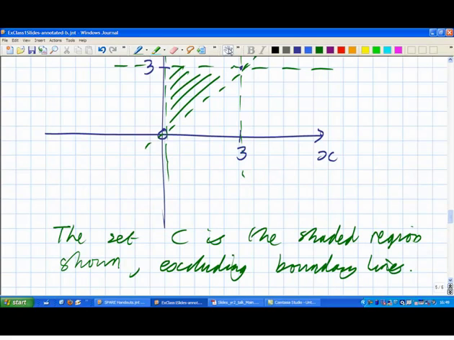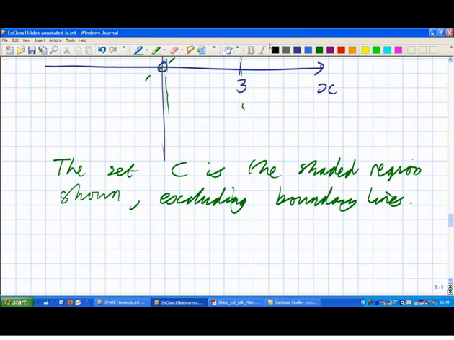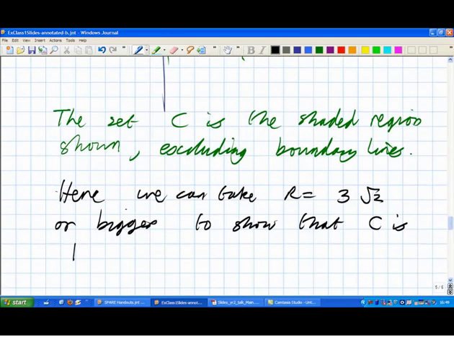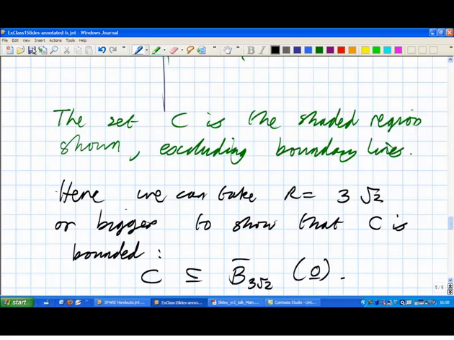Let's have a look. How far are we over there? I think 4 might not be quite enough. Yep. 5 would just about do it. We're looking for 3 root 2, which is the best you can do, and 3 root 2 is a bit bigger than 4. Here we can take R equals 3 root 2 or bigger, to show that C is bounded, because C is contained in the closed ball centred on the origin, radius 3 root 2.